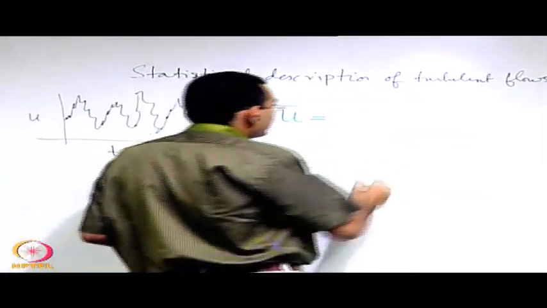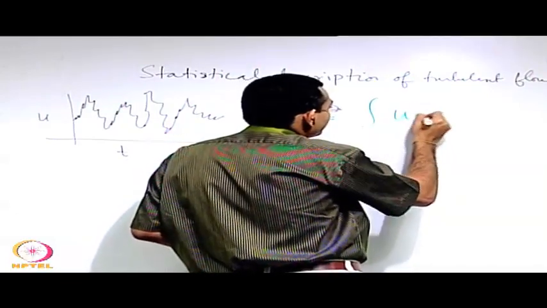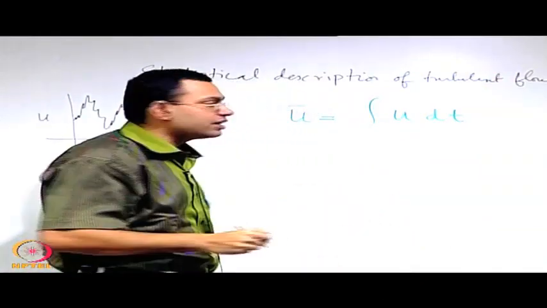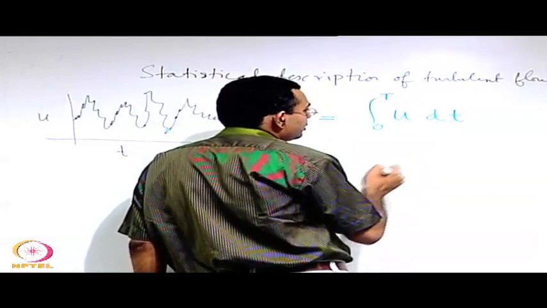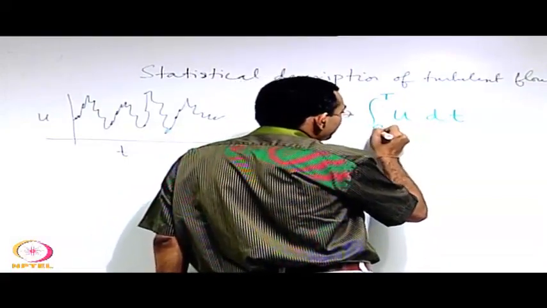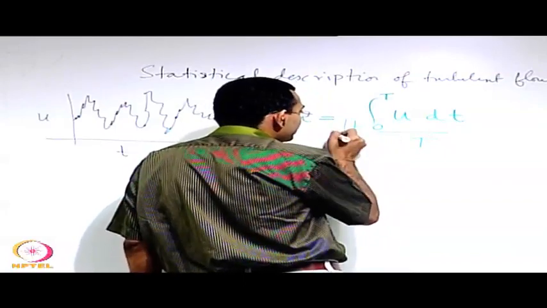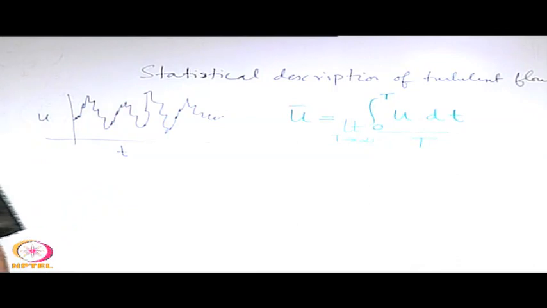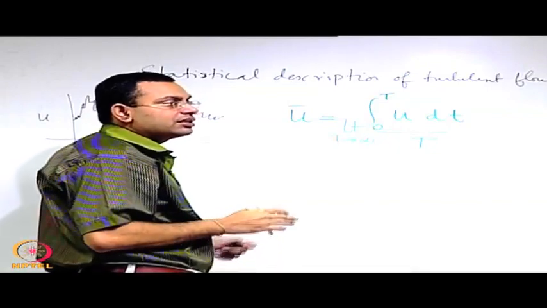So if you want to find U average, what is U average? You must integrate U with respect to time over a time interval, say from time equal to 0 to time equal to capital T, divide it by T and take some limit. Formally it is written as limit capital T tends to infinity. What is the meaning of this infinity? That we have to understand. So this is a formal definition of something known as time average.